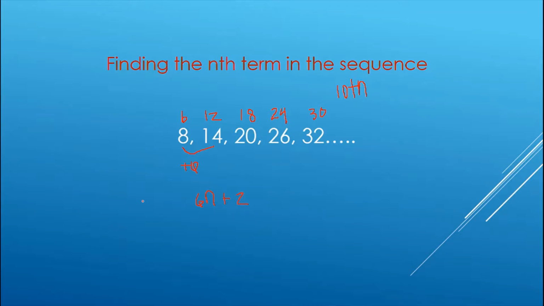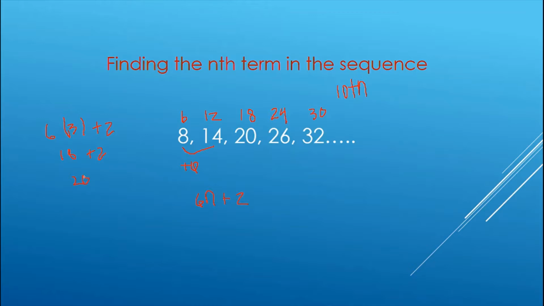Okay, now let us check our formula if it is correct. This time, let us check the third term. For this one, the third term is 20. So the first, second, third term. Let us substitute the given, and our answer should be 20. So 6 times 3 plus 2. So 6 times 3, 6, 12, 18. 18 plus 2, then the answer is 20. So we got the correct answer.